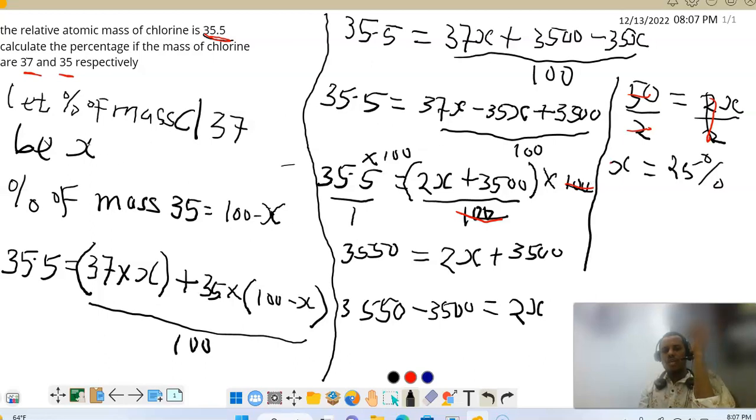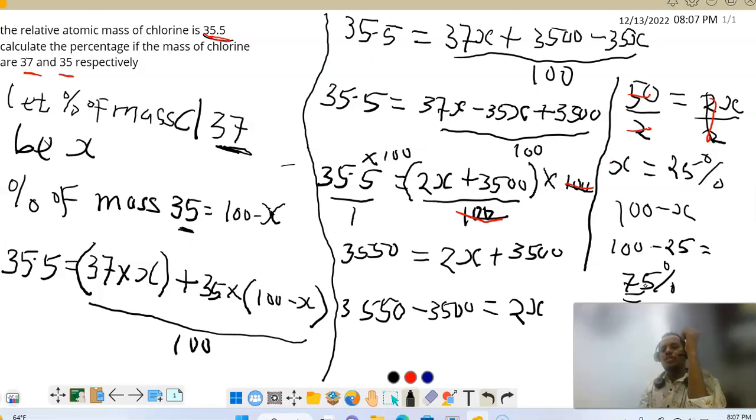Now the value that we took as X was for chlorine 37, its percentage is 25. So chlorine 35, its percentage, we said 100 minus X. And what is the value of X? It is 25. Then 100 minus 25 gives you 75%. So the percentages of chlorine 37 and chlorine 35 are 25% and 75% respectively. And when you add 75 and 25, they give you 100. So that's how it is.